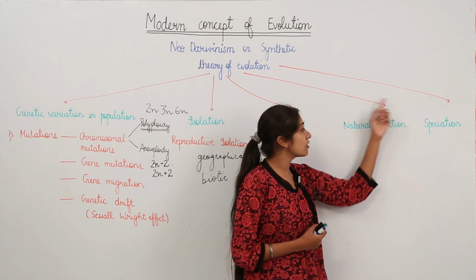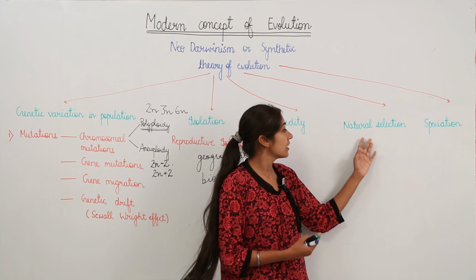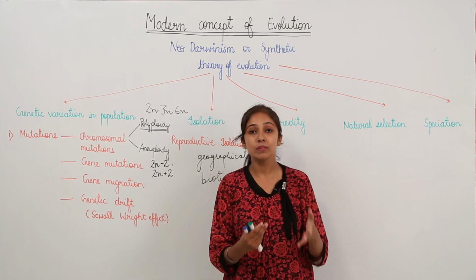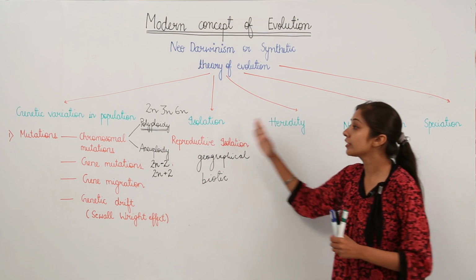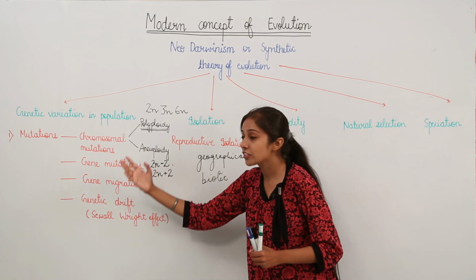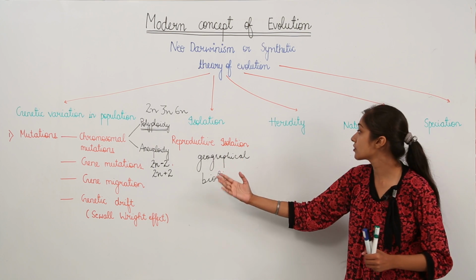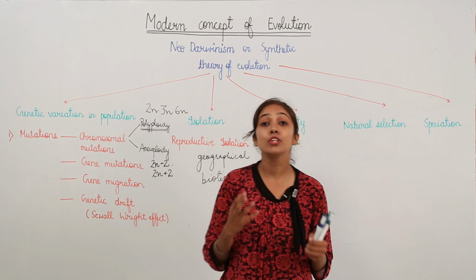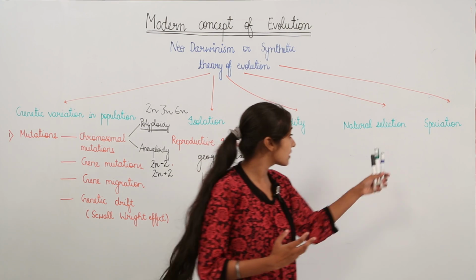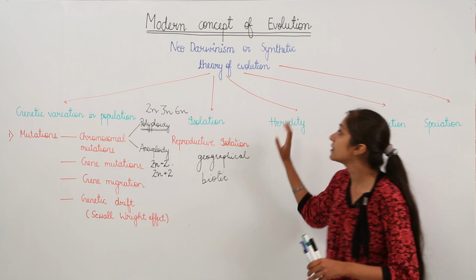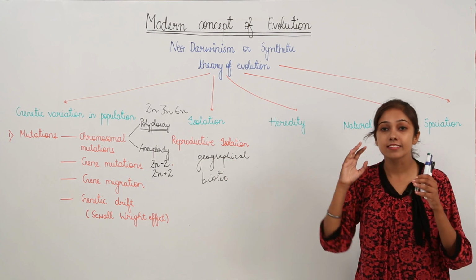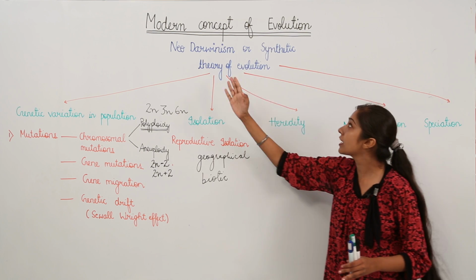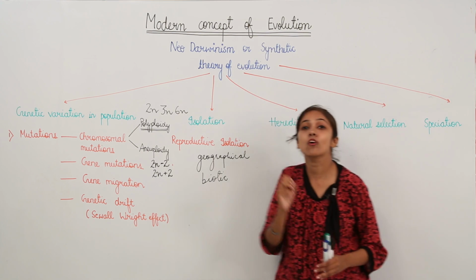Next we have natural selection. Natural selection we will be discussing in detail after this, right. Moving on to speciation, this means the formation of new species because of all these phenomena that go on, like mutations, isolation, that is reproductive isolation, heredity, and natural selection. All this leads to the formation or origin of new species that we call speciation, and this has given rise to the modern concept of evolution, that is neo-Darwinism or the synthetic theory of evolution.